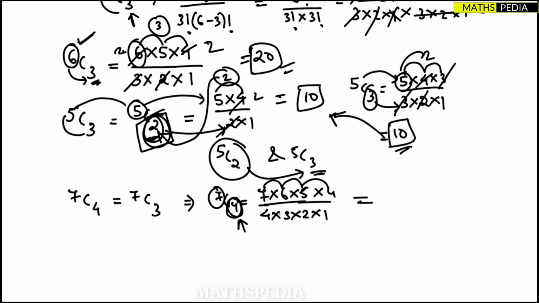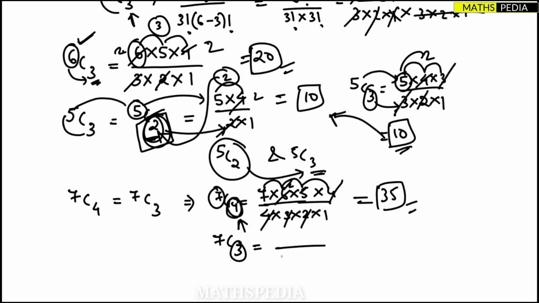Now you can calculate. Now 4 and 4 cancelled. 3 2s are 6, and 2 and 3 cancelled. So what is left out? 35. 7 into 5, 35. Okay, so simple thing. Then 7c3 also, if you want, you can calculate. Same answer anyways you will be getting.